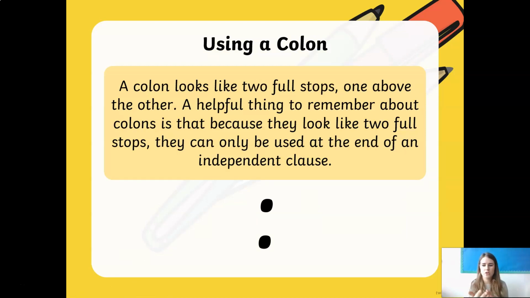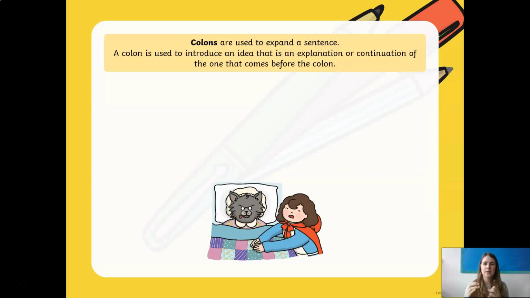Now let's explain then what a colon is, because we've just looked at the colon. The colon looks like two full stops, one above the other, a bit like buttons on a jacket. Now it's helpful to remember that colons look like two full stops, and it's a bit like remembering them like they're buttons, so you know there's one above the other. And they can only be used at the end of an independent clause, so a main clause. So they can be used to expand a sentence. Now a colon is used to introduce a new idea, or an idea that's an explanation, or it continues on from something else that came before the colon.